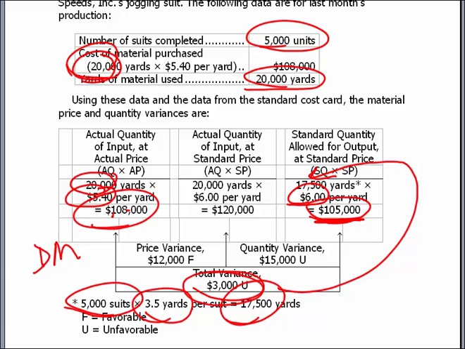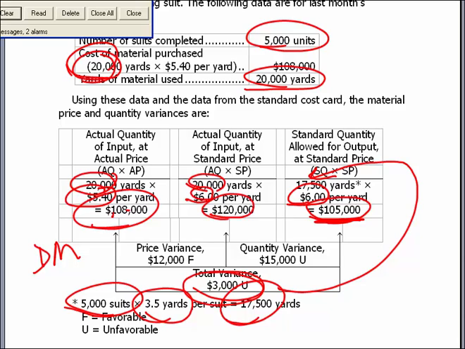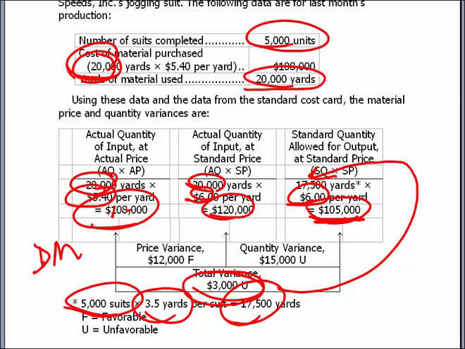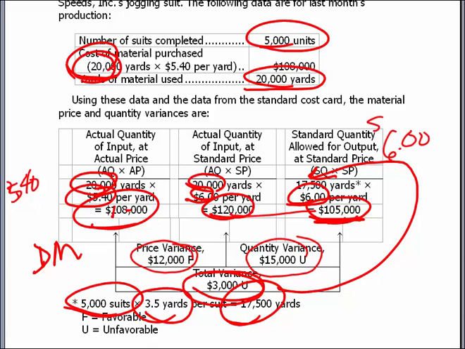If we do the number in the middle, which is the actual quantity times the standard price, now we compare the 108. We compare the 108 to 120 and see that we're 12,000 favorable. And when we compare the 120 to the 105, we see that we're 15,000 unfavorable. So a manager coming in and analyzing this would say, we're $3,000 off. We're 12,000 favorable because we paid $5.40 when we were allowed to spend $6.